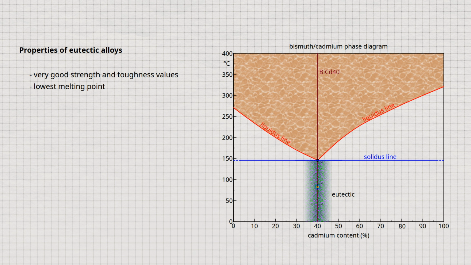Furthermore, eutectic alloys do not solidify within a temperature range but at a temperature point, so that the shrinkage can be kept to a minimum. Shrinkage refers to the reduction in volume during the transition from the liquid to the solid state.